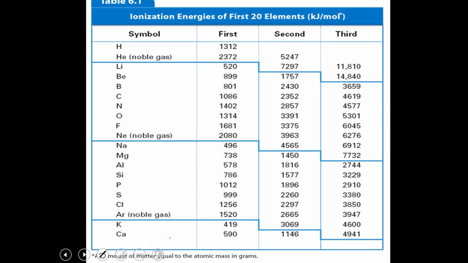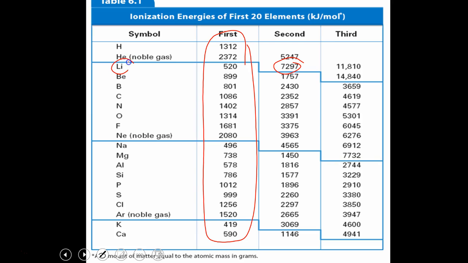So this chart here, nothing to write down, but what you want to get out of this is that taking the first electron away requires some energy. But then if you want to take a second one, it's going to take even more.